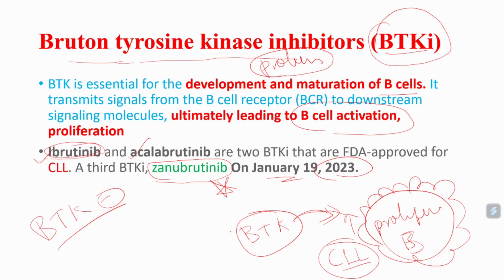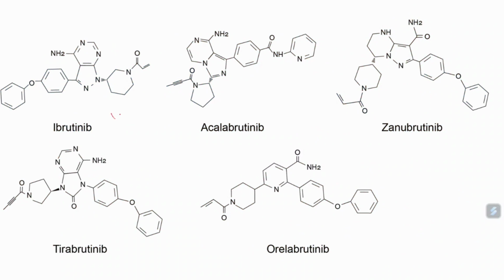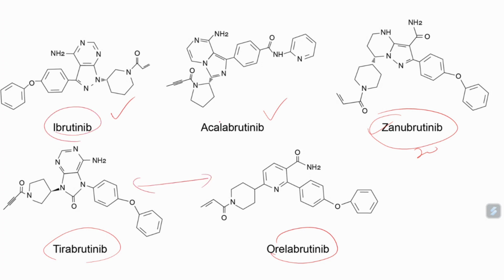So if we inhibit this BTK, we can stop the proliferation of B cells. These BTK inhibitors were recently approved by FDA. Among BTK inhibitors, we have ibrutinib, acalabrutinib, and zanubrutinib. Zanubrutinib was approved in 2023. Tirabrutinib and one other are not yet approved and are under clinical trials. These three are already approved.